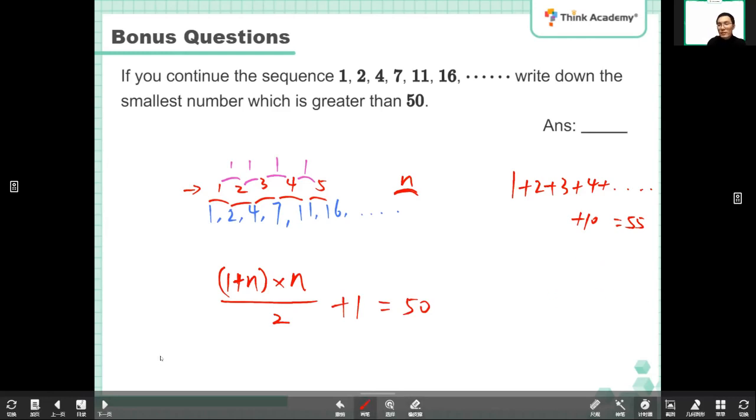And because we're looking for greater than 50, the last term should be 10. Because if we have 1 plus 2 plus 3 plus all the way to 9, we will have 45. And 45 plus the first term gives us 46, which is less than 50. For it to be greater than 50, we'll need to add the 10. So 1 plus all the way to 10 gives us 55. And 55 plus the first term, the 1 over here, is our target number, 56. So the answer is 56.